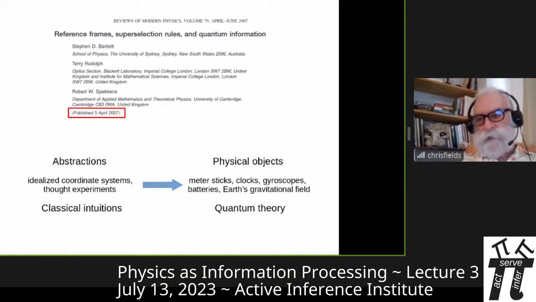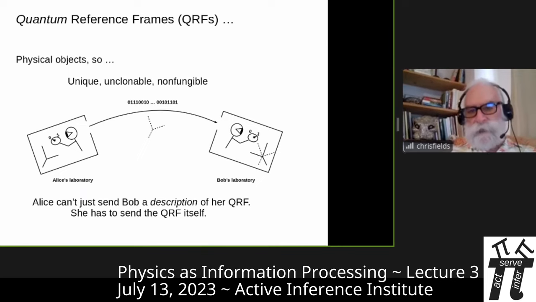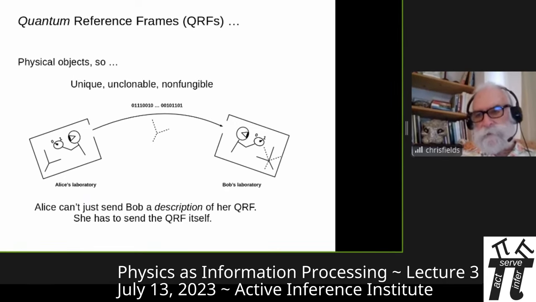And that means that the reference frame itself is described by quantum theory. It's some quantum system. And if you think about reference frames that are familiar, for example, meter sticks for measuring distance, or clocks for measuring time, or gyroscopes or batteries, or even the Earth's gravitational field, which typically defines up for us, those are all physical objects that can be described by quantum theory. Well, this was an important insight because it led to the realization that reference frames as quantum systems are unique.